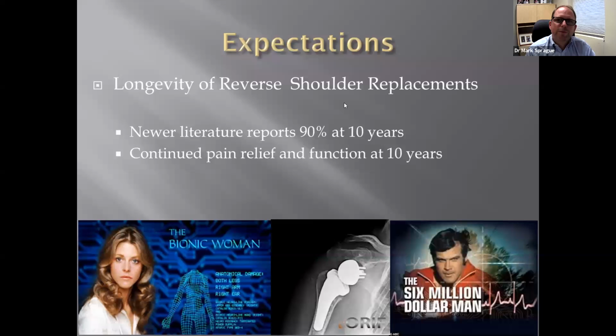So reverse shoulder replacements. The newer literature out there is about the same as the total shoulder replacements, about 90% at 10 years. And please, when we talk about their survivorship, we're talking about the survivorship of the prosthesis. So we're not talking about the survivorship of the patient. So the newer literature suggests about 90% at 10 years, and again, about 85% at 15 years, and about 80% at 20 years.